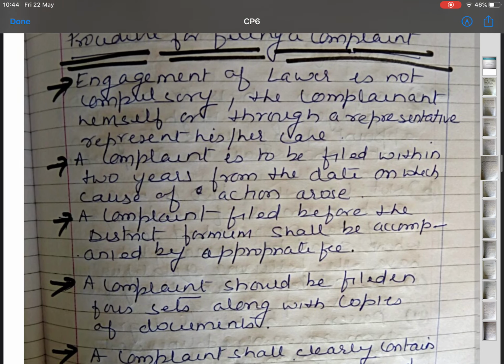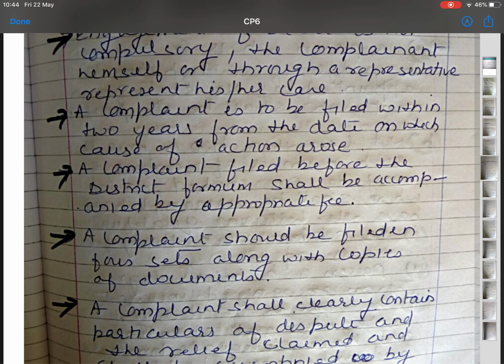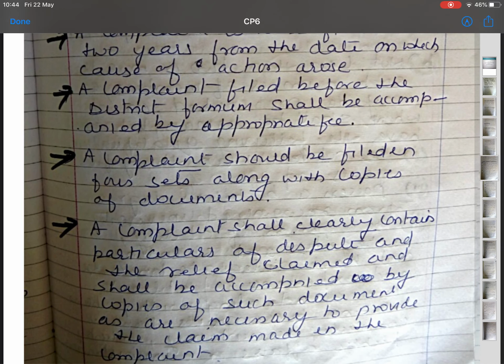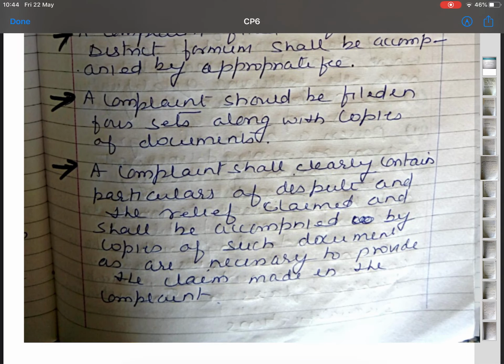A complaint filed before the district forum shall be accompanied by the appropriate fees. A complaint should be filed in 4 sets along with copies of the documents. A complaint shall clearly contain particulars of the dispute and the relief claimed and shall be accompanied by copies of such documents as are necessary to prove the claim made in the complaint.